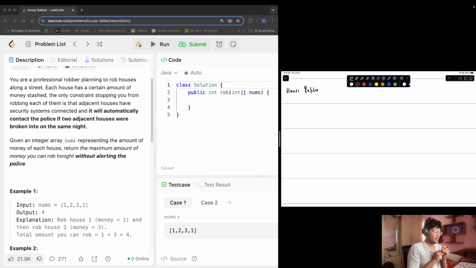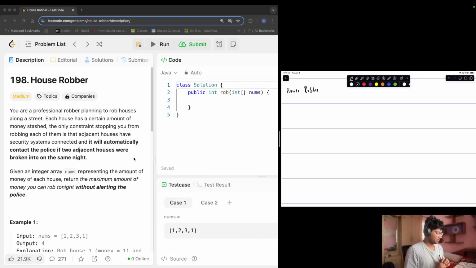Hey everyone, welcome back. So today we're going to be solving another LeetCode question on dynamic programming. The question's called House Robber.